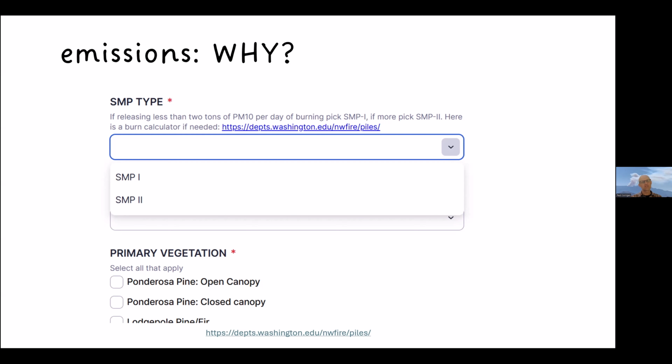Yeah, absolutely. So this is a state air quality regulator. If I'm a prescribed fire burn boss, I may have to fill out a form like this, and I may have to understand enough about my prescribed fire to say, well, is it going to be more or less than 2 tons of PM10 per day, right? Okay, Andrew says that's what the Clean Air Act rules were based on.